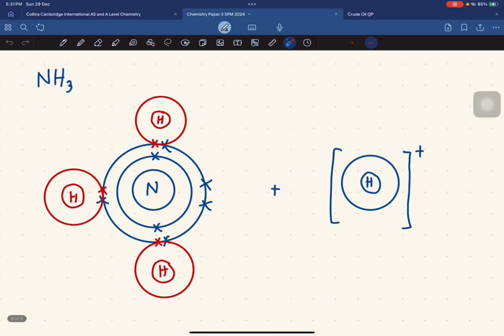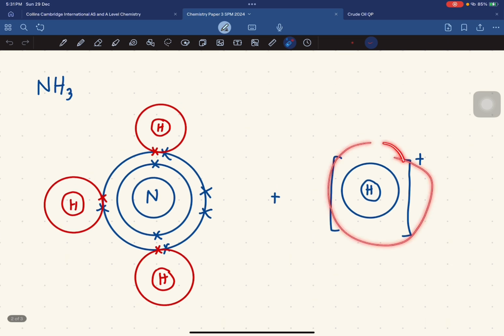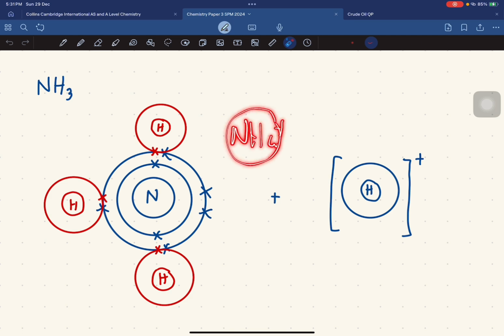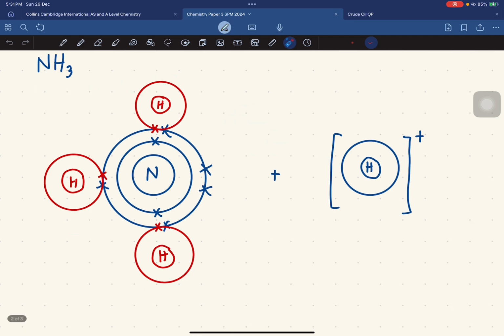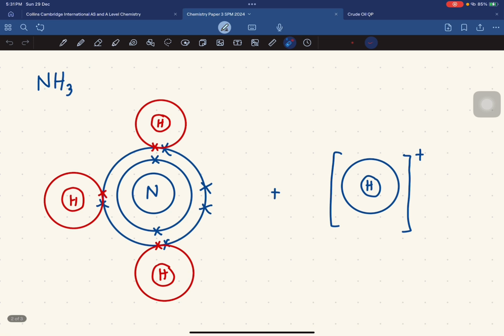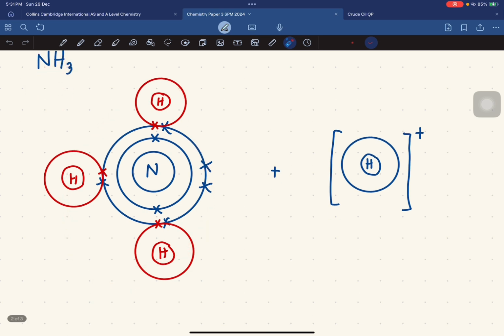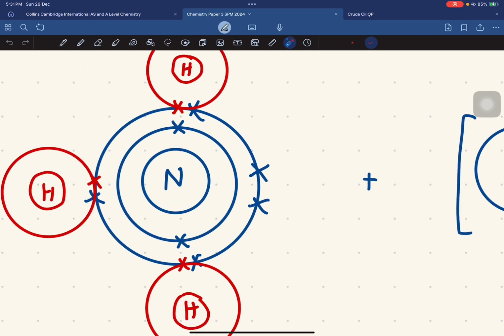Now we know that the ammonium ion, NH4 plus, is derived from ammonia, right? And we know that the chemical formula for ammonia is NH3. So if you were to draw the structure of NH3, it would look like this. Now we look at it one by one. We look at this nitrogen atom.